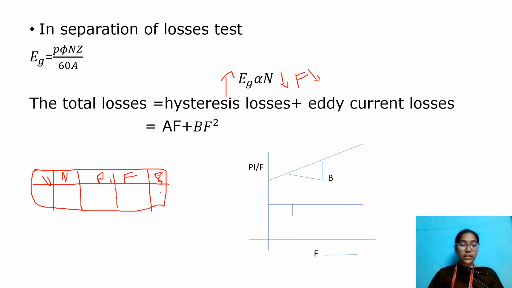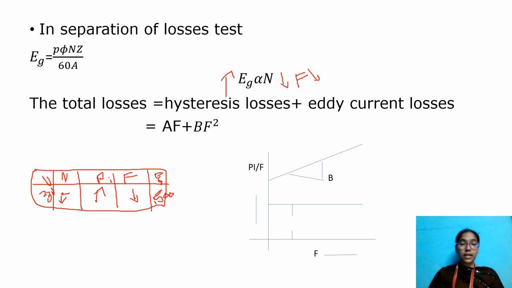If the terminal voltage increases, if in case the speed is 1500, the frequency must be 50, or the voltage must be 230. Then the speed will decrease, the Phi will increase, and the frequency also decreases.